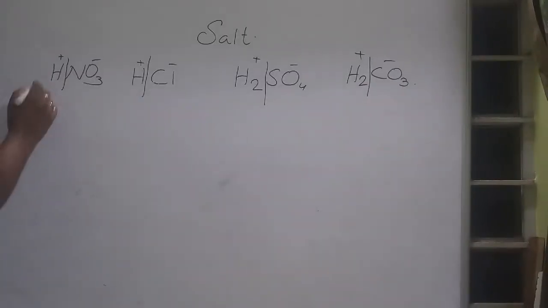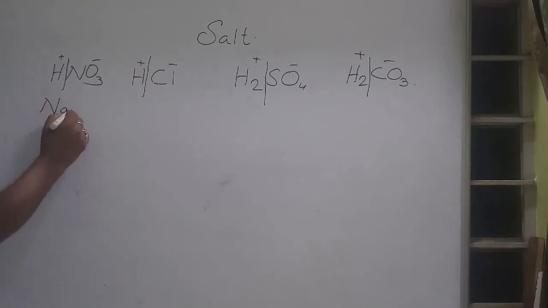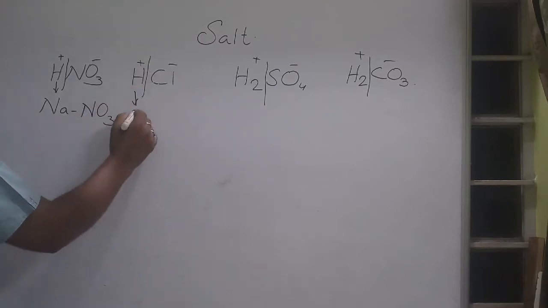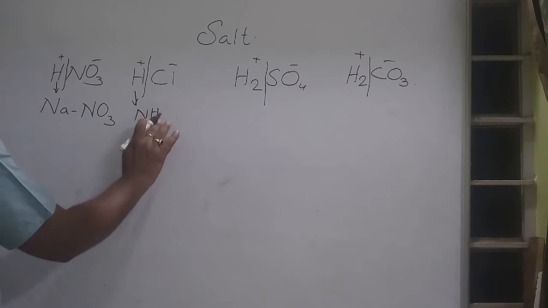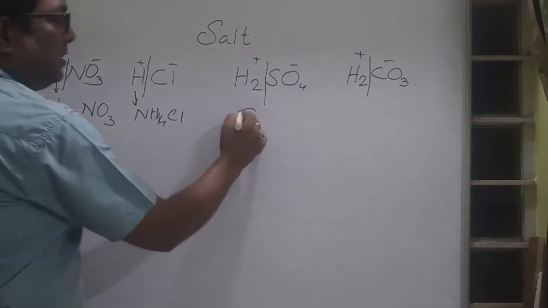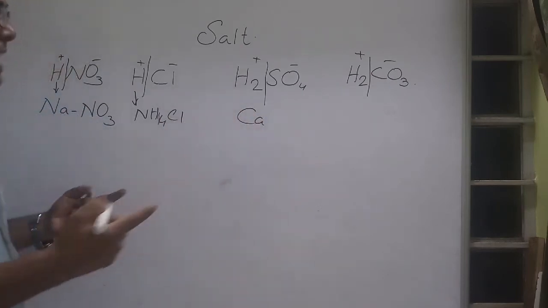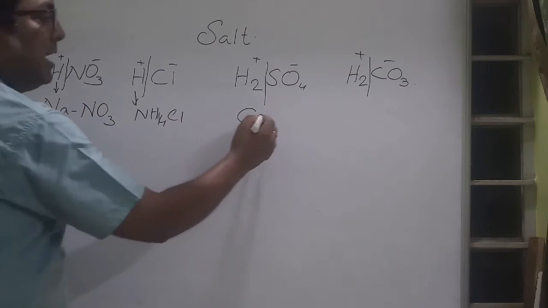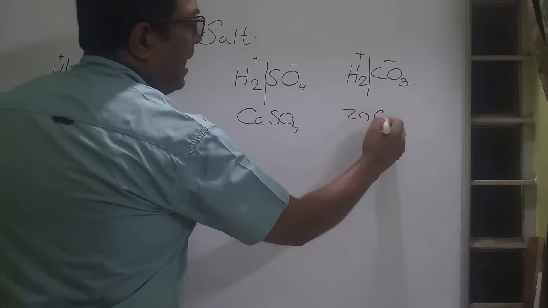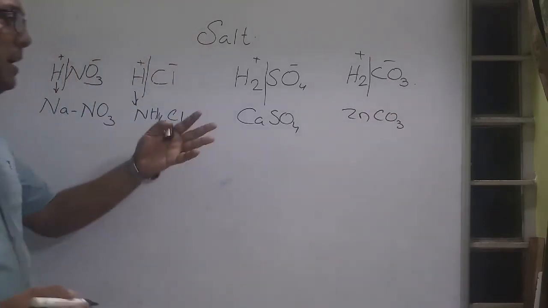If I replace it with a metal, take any metal of your choice, I can take sodium. So if I replace the hydrogen with sodium, it is a salt. If I replace the hydrogen with ammonium, NH4Cl, then it becomes a salt. If two hydrogen atoms are replaced by one calcium, then it forms a salt. If I take zinc and add the carbonate part, it becomes a salt.